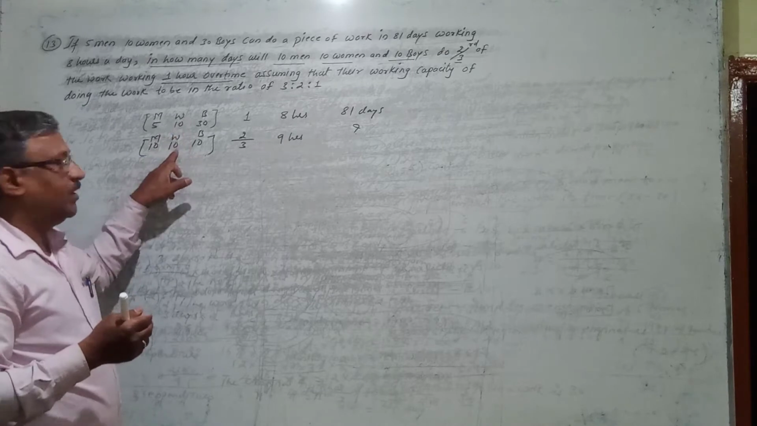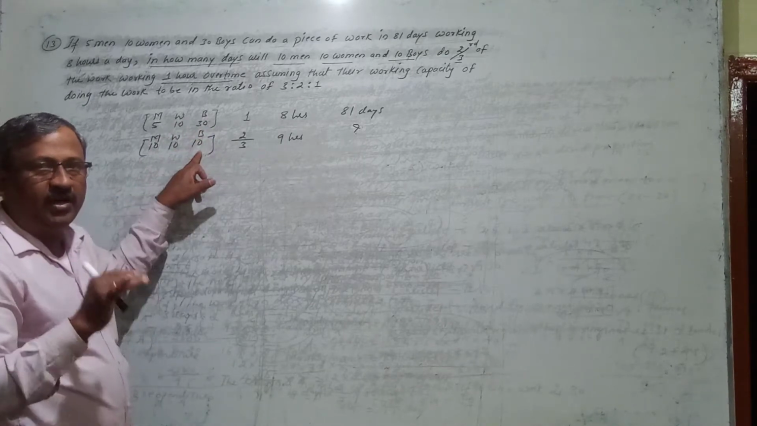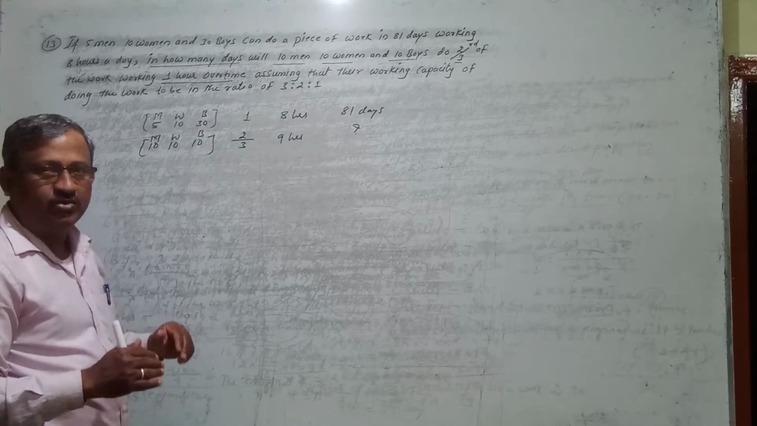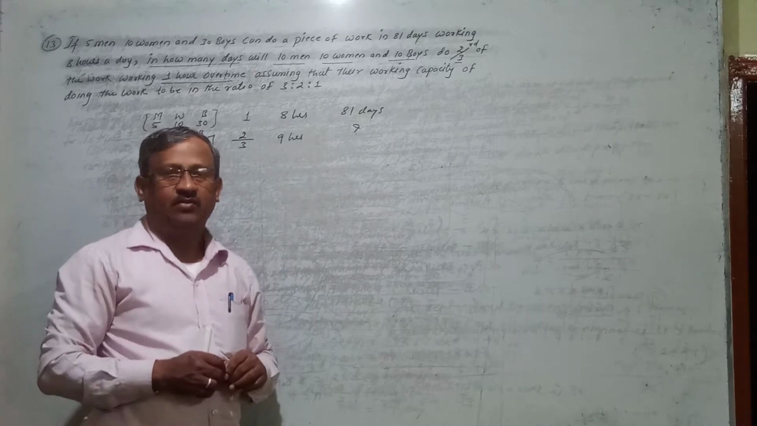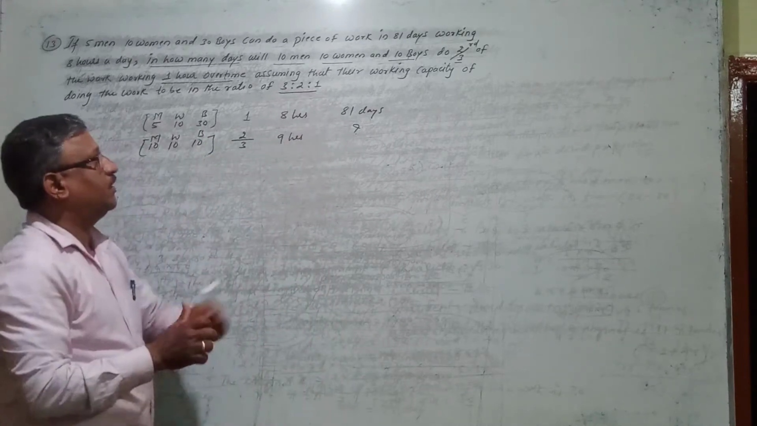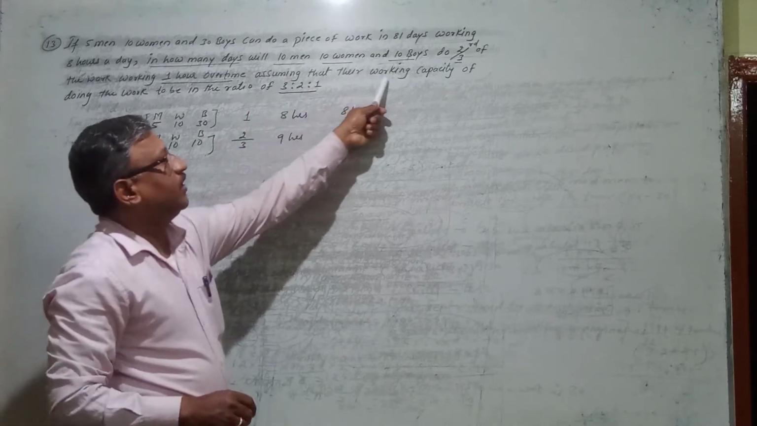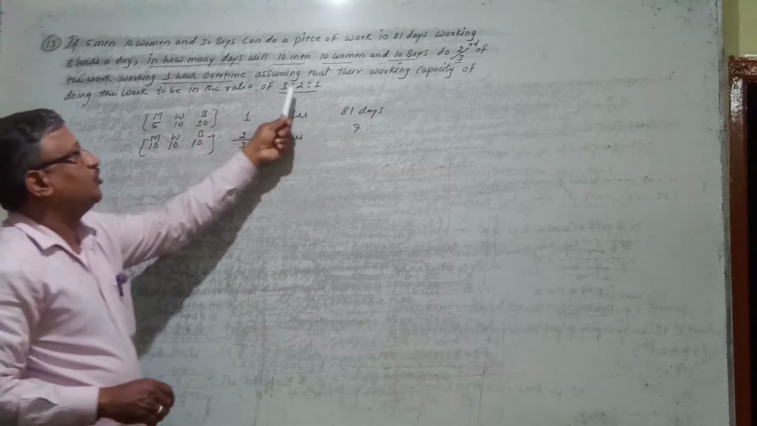Here 10 women are there, here also 10 women are there, so capacity remains the same. Here 30 boys were there, but here 10 boys are working, so capacity is less here. So due to that, directly you cannot judge whether more days or fewer days are required. That's why they have given you the capacity of doing the work, assuming the working capacity of doing the work to be in the ratio of 3:2:1.